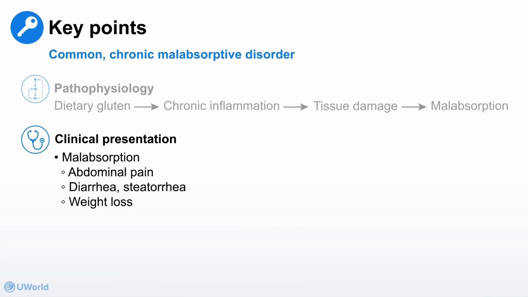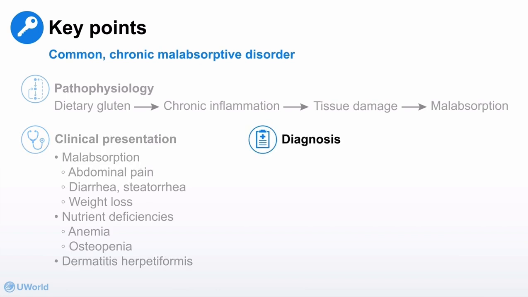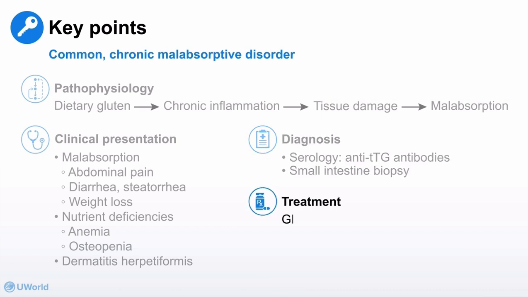Some patients may also have symptoms of nutrient deficiencies, such as anemia or osteopenia, or a characteristic rash called dermatitis herpetiformis. The diagnosis is typically made by serologic tests, including testing for anti-tissue transglutaminase antibodies, as well as biopsy of the small intestine. The primary treatment is adherence to a gluten-free diet.